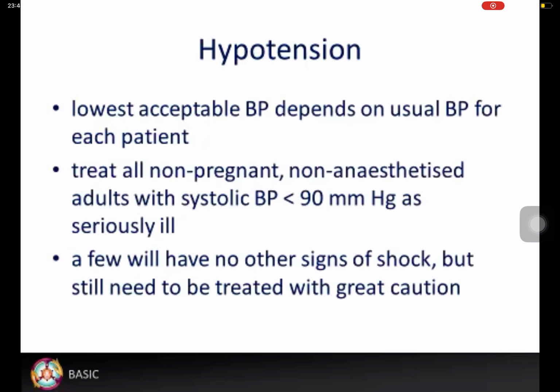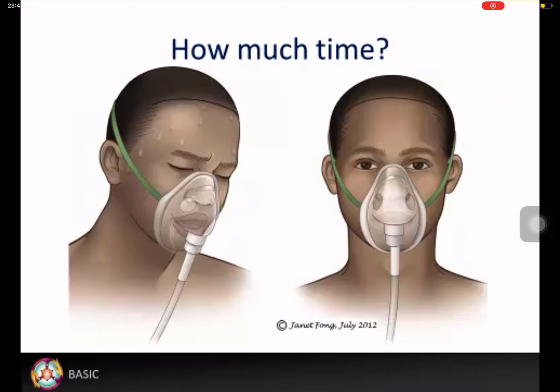Determining what constitutes hypotension can sometimes be difficult as it depends on the usual blood pressure for each patient. But treat all non-pregnant, non-anesthetized adults with systolic blood pressure of less than 90 millimeters of mercury as seriously ill until proven otherwise. A few will have no other signs of shock, but still need to be treated with great caution. As well as formally checking the airway, breathing, and circulation, get in the habit of assessing the appearance of the patient, as this may give you an immediate indication of the condition.